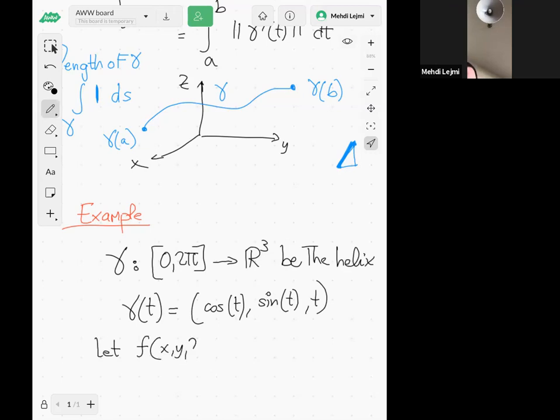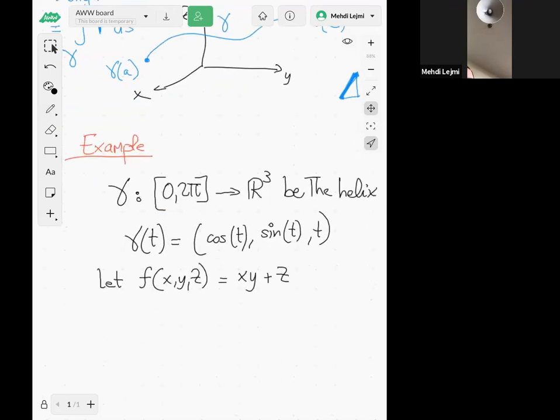Okay, and let's say you have some function f of 3 variables. So f of x, y, z, let's say it's xy plus z, for example. Just some function f of three variables, and so your curve is this helix, and you have this function f, and you want to evaluate the scalar line integral of f along this curve gamma. So the question is, evaluate the scalar line integral of f along gamma.